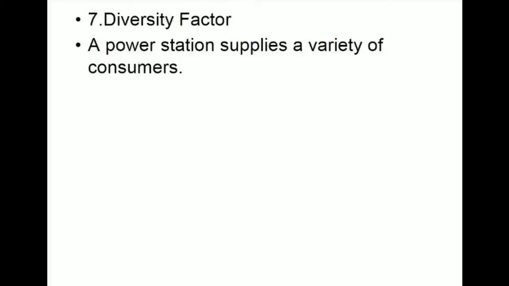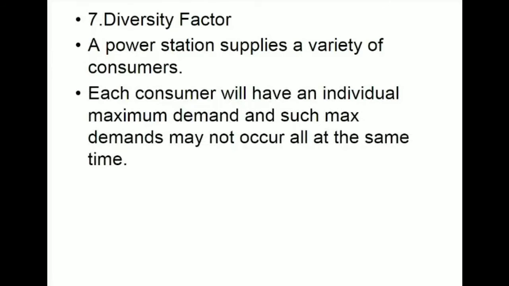Next term is diversity factor. A power station supplies a variety of consumers. Each consumer will have an individual maximum demand, and such maximum demands may not occur at the same time. We have studied about different types of loads on the power system: agricultural loads, domestic consumers. Even the domestic consumers vary. So each consumer will have an individual maximum demand, and all these maximum demands may not be occurring at the same time.